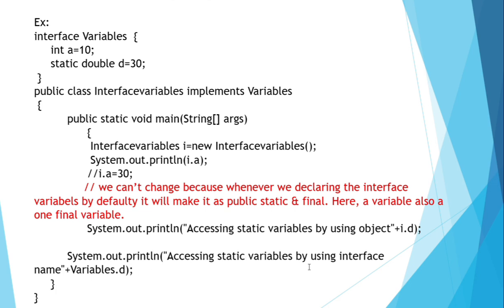System.out.println accessing static variables by using the interface name. Here the interface name is Variables and the variable name is D. Variables dot D. Here the output is also 30. This is a small example for interface variables. Once we declare an interface variable, by default it is made public, static, final.